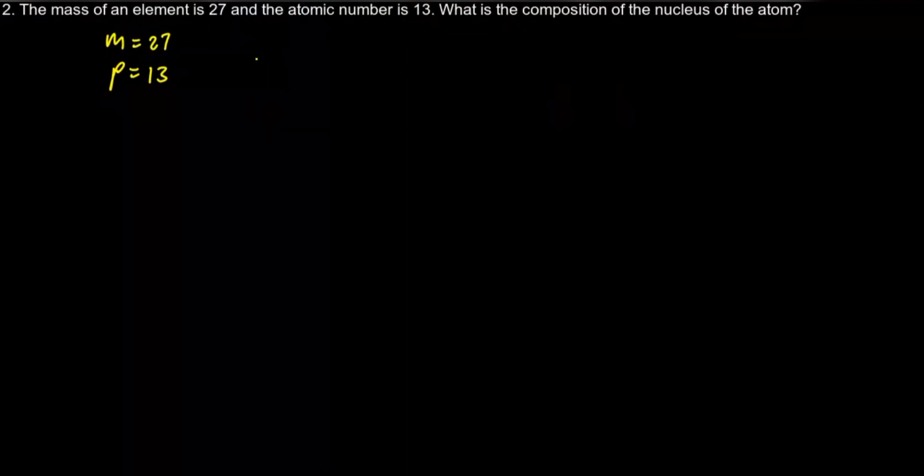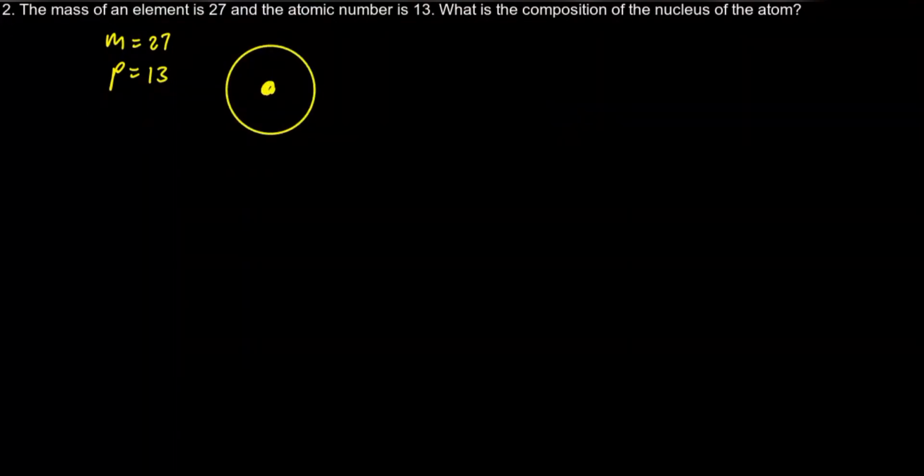The mass of an element is 27. Let me say I have the mass number to be 27, and the atomic number, which I can replace as the number of protons, is 13. What is the composition of the nucleus of the atom? Remember that if I have an atom, inside the nucleus I have the number of protons and the number of neutrons. So they are asking, what is the composition of the nucleus of the atom? It means, what is the number of protons and what is the number of neutrons?